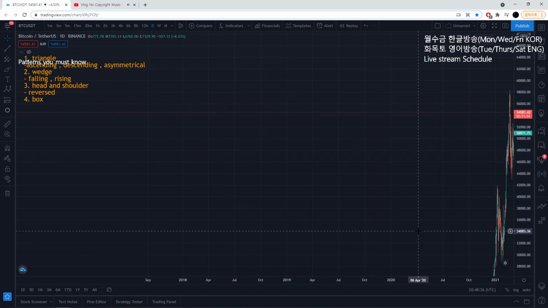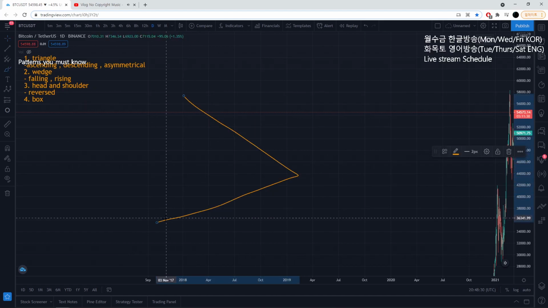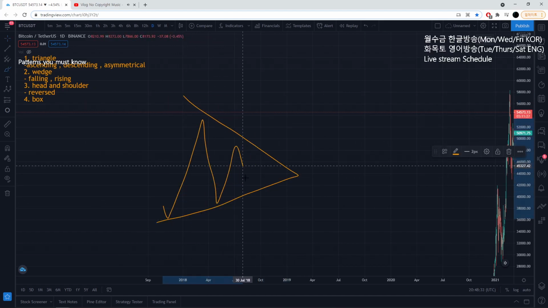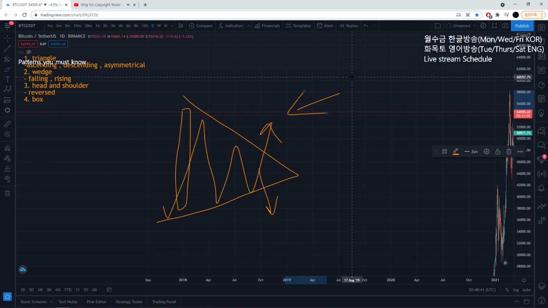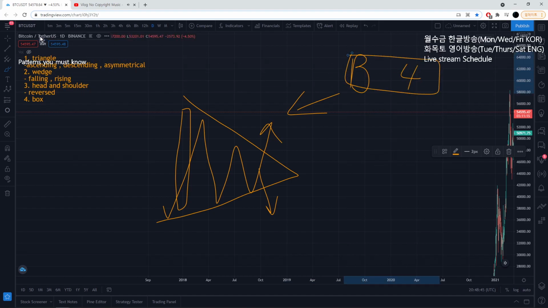Okay, let's do asymmetrical first. Same thing, 5 ABCs, 1, 2, 3, 4, 5, and wherever it breaks, it will go to the mouth of the triangle. And this occurs often in correction B and 4. So remember that as well.